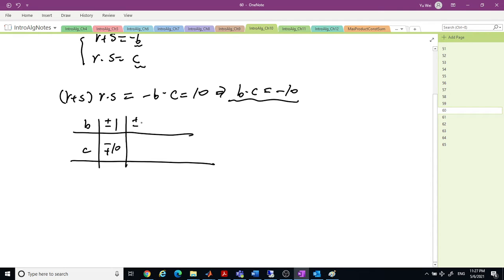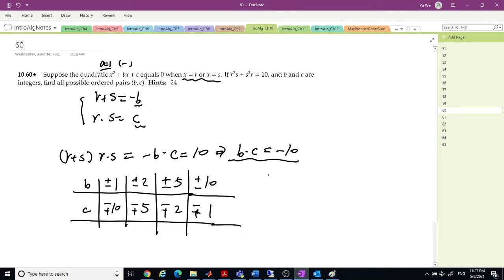b can be positive or negative 2, then c is negative or positive 5. Find all the factors, right? b can be positive or negative 5, c is negative or positive 2, and b can be positive or negative 10, c is negative or positive 1, okay? Because they are all integers, right? b and c belong to the integers. So now it's the solution. Next.